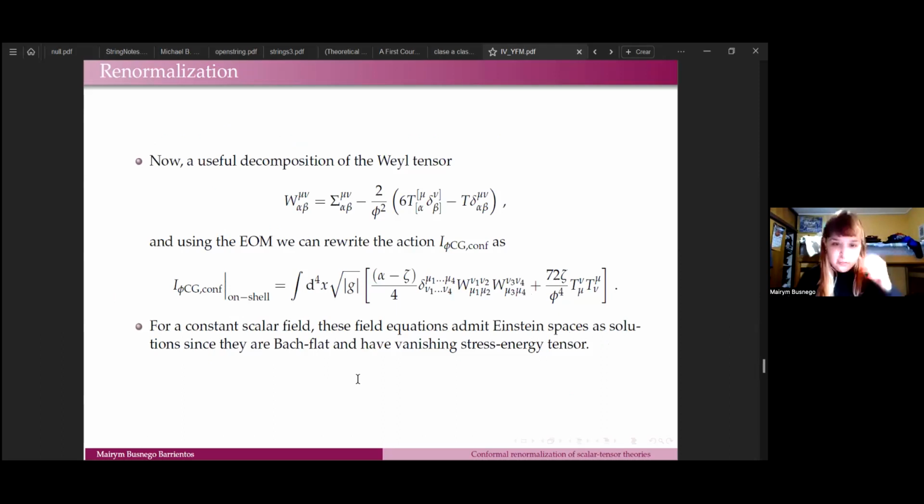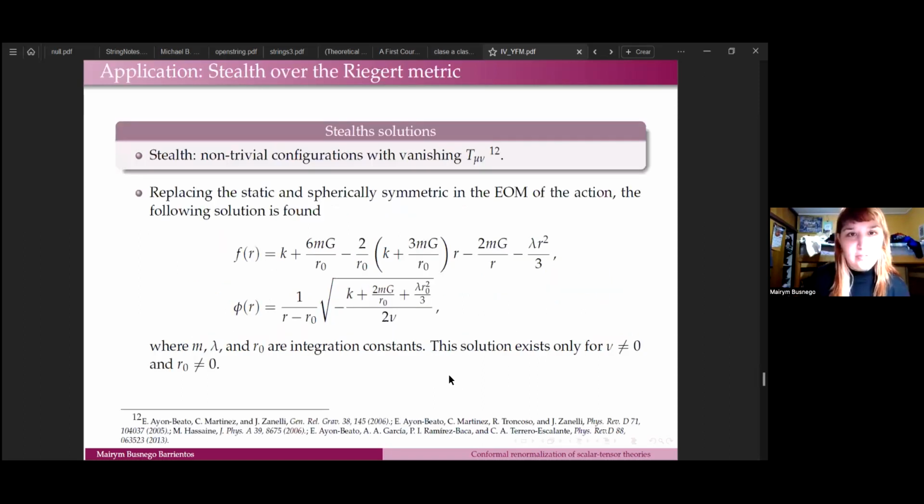So for a constant scalar field, these field equations admit Einstein spaces as solutions, since, as I showed before, they are Bach flat and have vanishing stress tensor. And also we can consider another type of solution, which are stealth solutions, that is the case right here. Stealth solutions are nontrivial configurations with vanishing T mu nu.